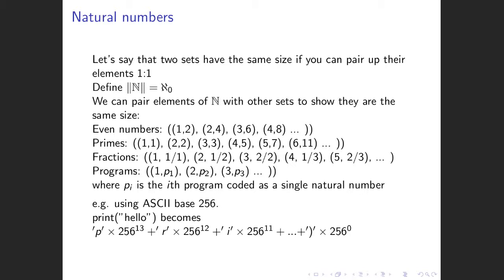Less obvious is fractions. So a fraction is two natural numbers, such as 3 and 4, and one's written on the top and one is written on the bottom. And you might think there are more of these than naturals because each fraction has 2 components that is a natural. But you can in fact find a way to order the fractions, which goes like this.